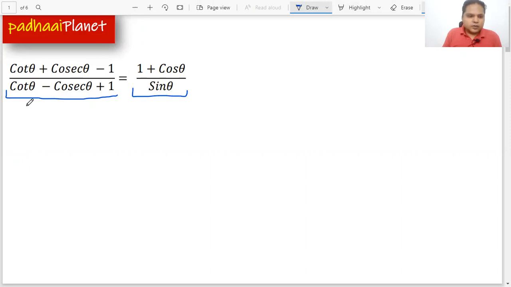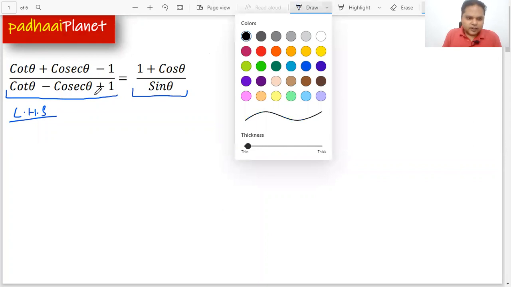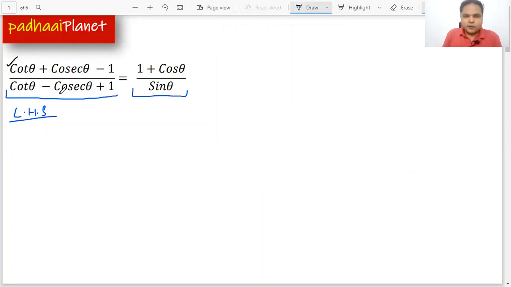Now we are going to start with the left hand side. In most of these questions, we should always convert all the trigonometric ratios, like cot theta, cosec, sec, everything, into sine and cos. We should try converting them as soon as possible, because that really helps us in solving the question, right? So the first step is that we will pick up the left hand side, and convert this first into sine and cos ratios.